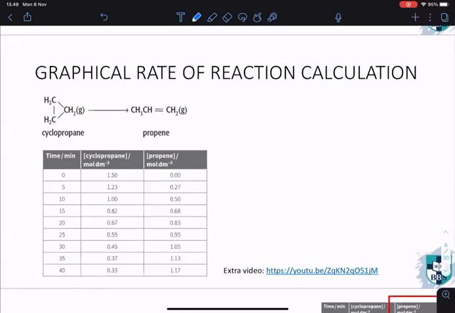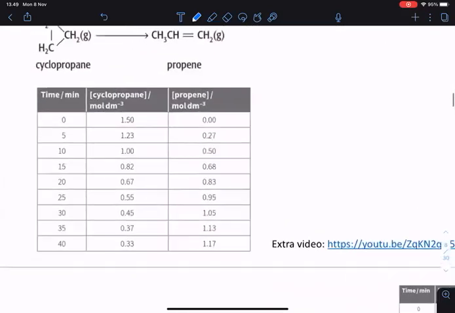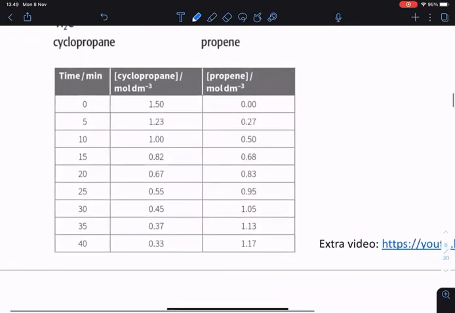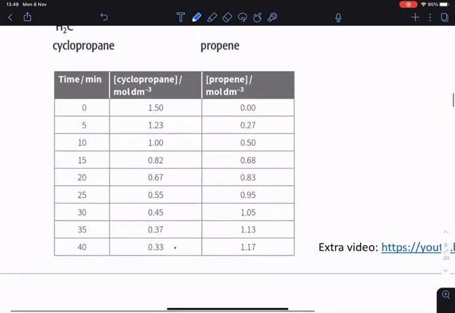Okay, and you can actually get the time, because you're monitoring according to the time. Let's say this is an equation, cyclopropane changing into propene. Cyclopropane is going to be the reactant and propene over there. You can roughly see the concentration of cyclopropane is decreasing, and the concentration of propene is increasing because it's generally the product.